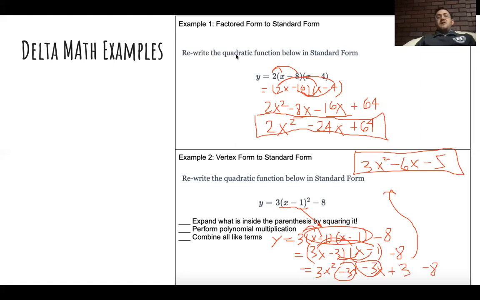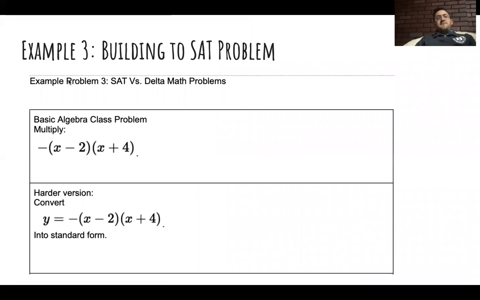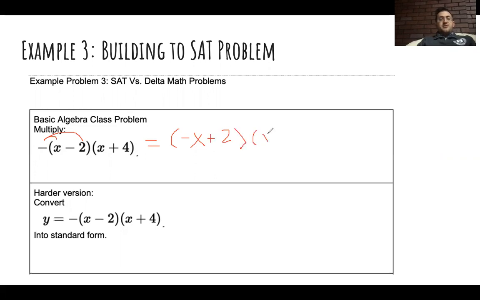All right, now let's look at the SAT version of this problem. Actually, in reality, the computation for each of these three types of problems is exactly the same. So a basic algebra class problem, maybe in algebra 1, is just to ask you to simply multiply. And sometimes they put the negative sign out of a parentheses just to kick it up a notch. But I'm just going to change the sign. So make this negative x plus 2 times x plus 4.